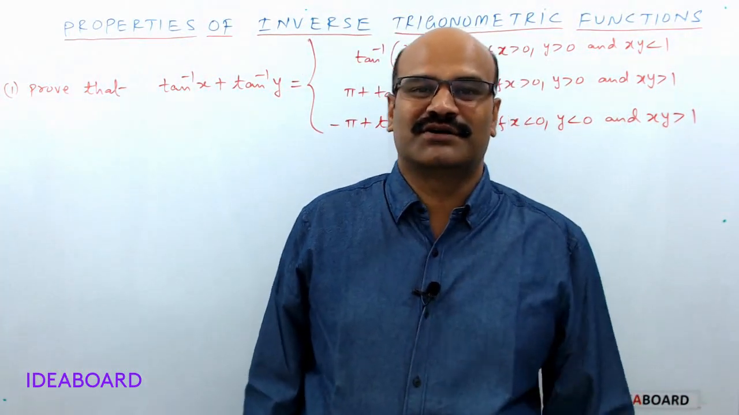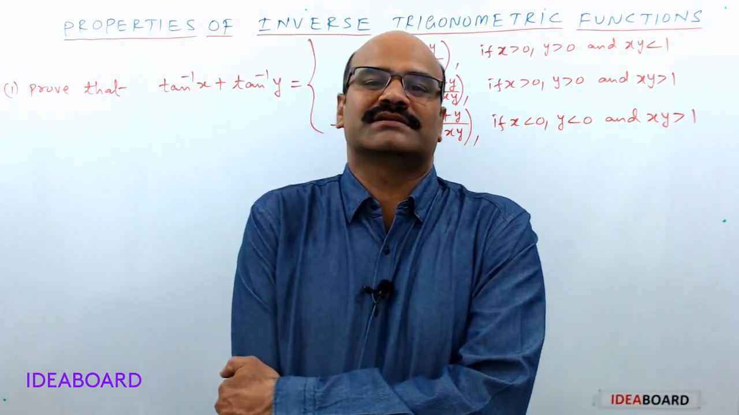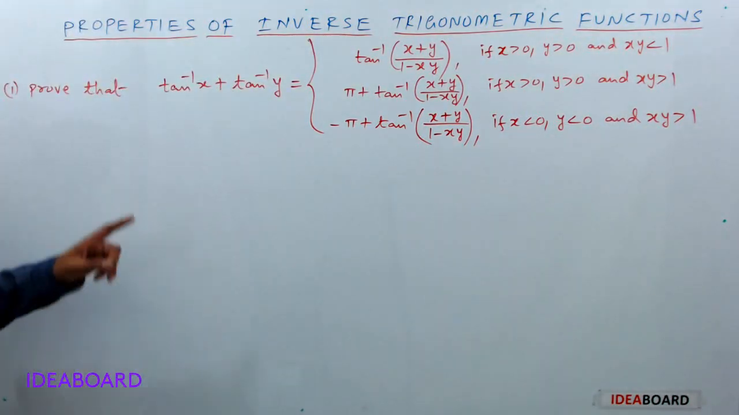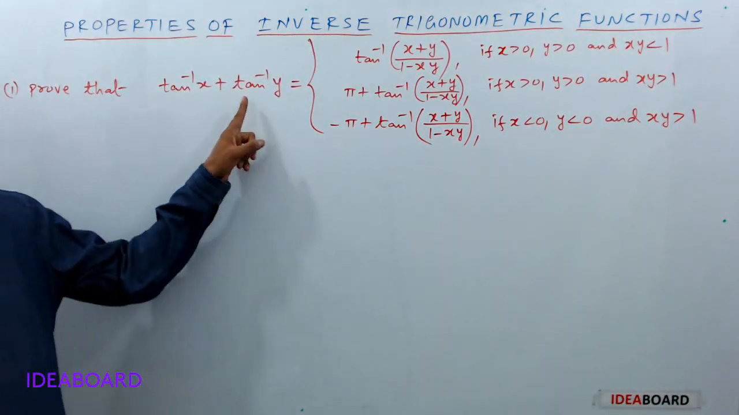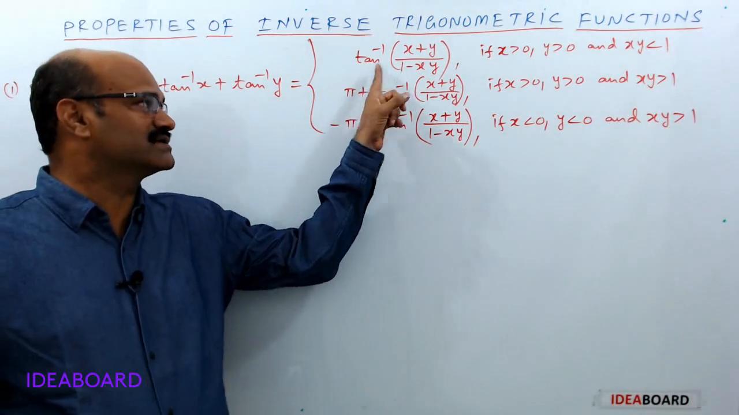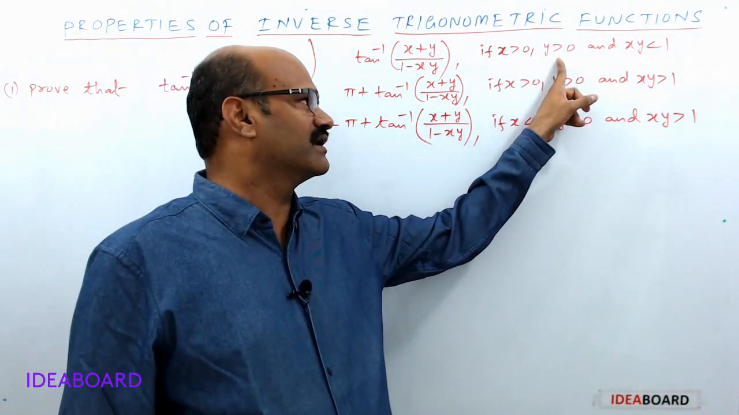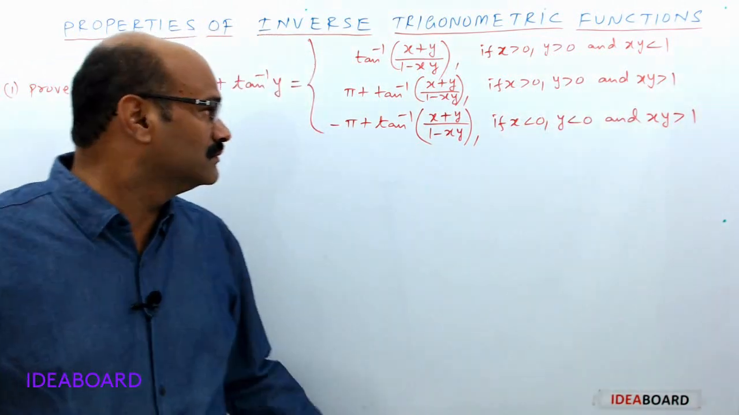Hi students, today I am explaining the properties of inverse trigonometric functions. Prove that tan inverse x plus tan inverse y equals tan inverse of (x plus y) by (1 minus xy) if x greater than 0, y greater than 0 and xy less than 1.